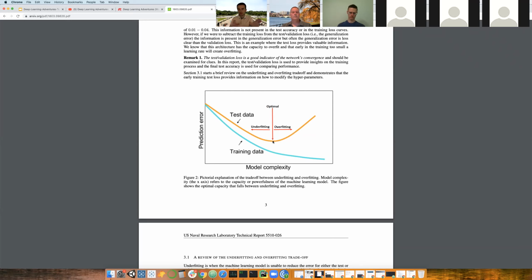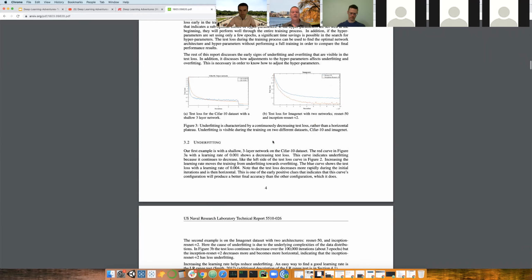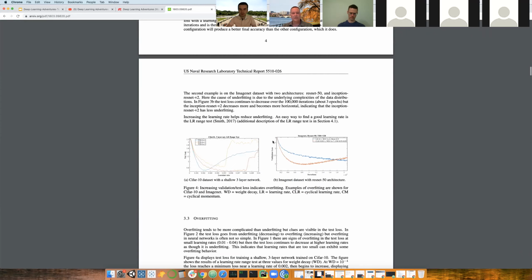So you combine this algorithm with some kind of a callback that when your loss doesn't decrease anymore, you stop training. Yeah, I usually use early stopping. Yeah, early stopping, exactly.